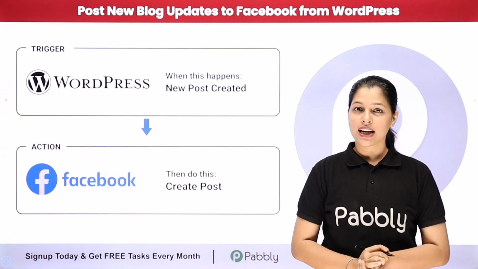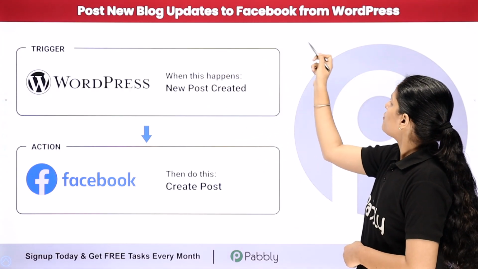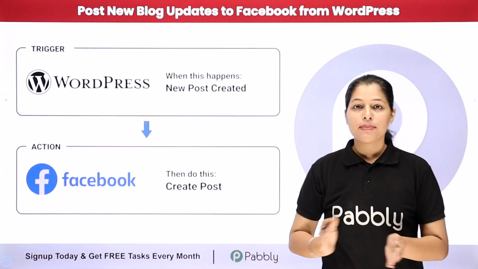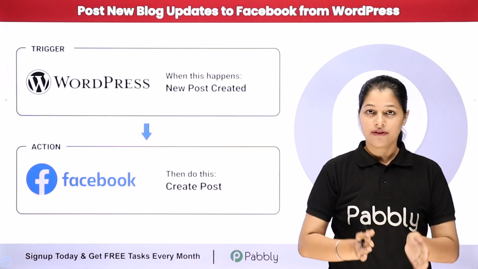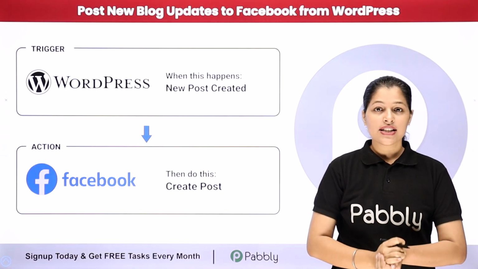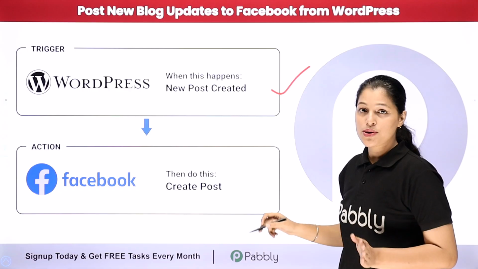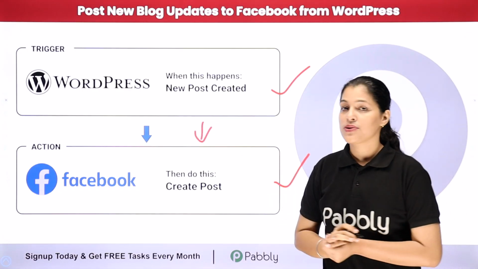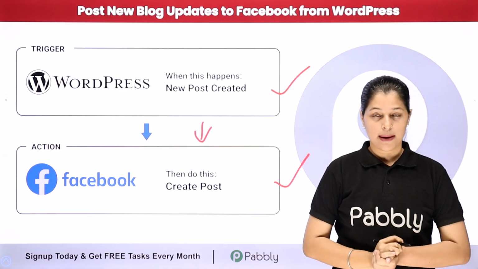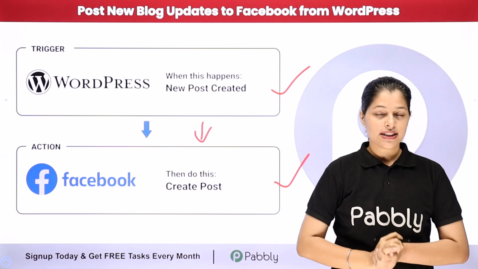So in this video we are going to learn how to post new blog updates to Facebook from WordPress. Every time I create a new post on my WordPress, I automatically add that post to Facebook. So my objective is, as soon as I create a new post on my WordPress, I am going to add that post to Facebook. For integrating these two applications, I am going to use an amazing automation tool, that is Pabbly Connect. If you also want to build this automation, then let me take you to my screen.